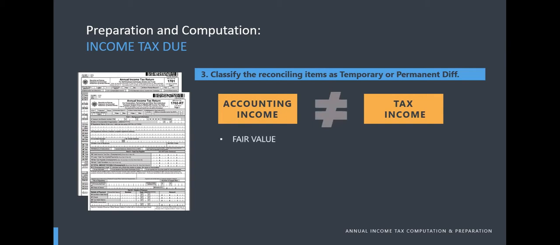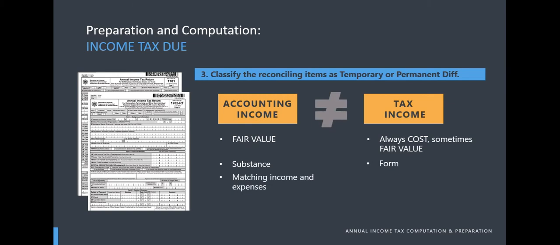Accounting income is generally based on the fair value, while tax income is always based on cost or cash basis, but sometimes based on fair value. But generally, it was always based on cost. Accounting income follows the principle of substance over form, while tax income relies on the form of the expense or income only.